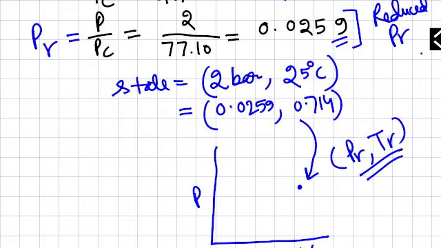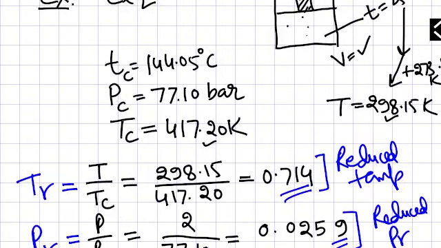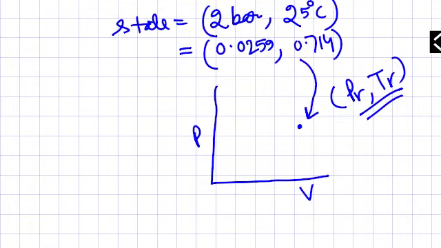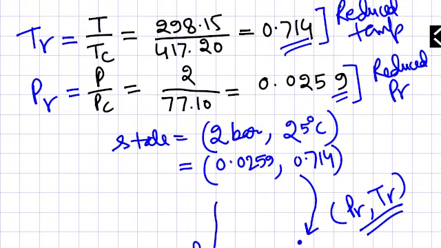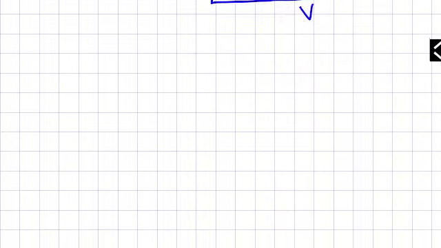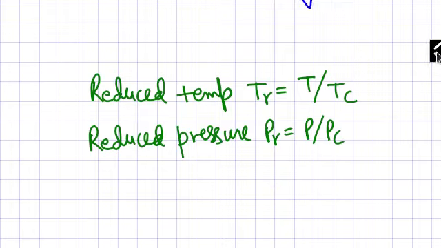The significance of it you will see later, and it's very important actually. It connects all the substances, whether it is chlorine, oxygen, carbon dioxide. You will see that later, but up to now just learn how reduced temperature and reduced pressure are calculated. So again I am writing the formula. This is the summary. Reduced temperature is the temperature divided by critical temperature, and reduced pressure is the pressure divided by the critical pressure.